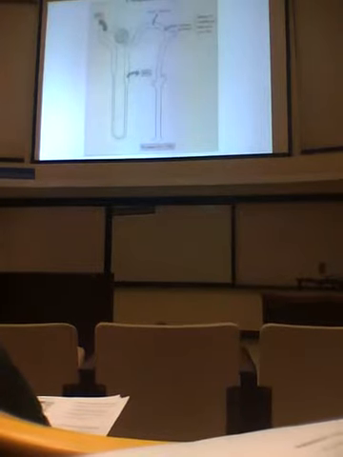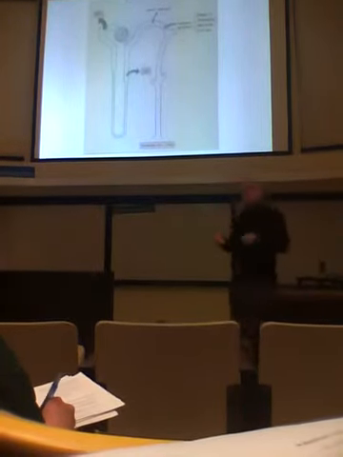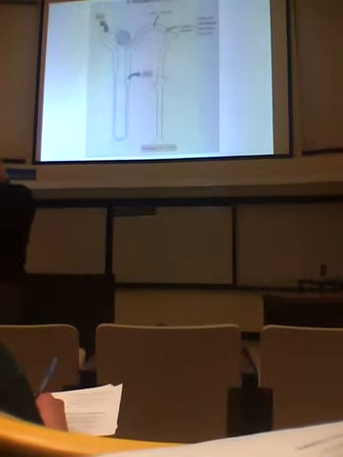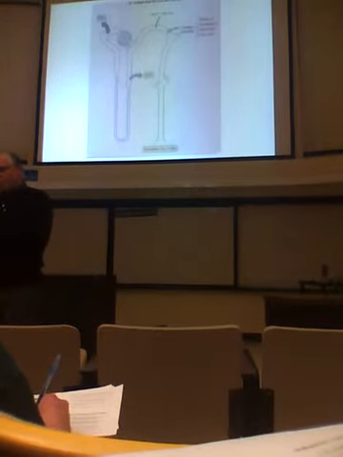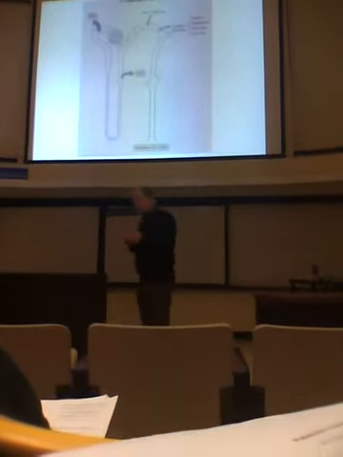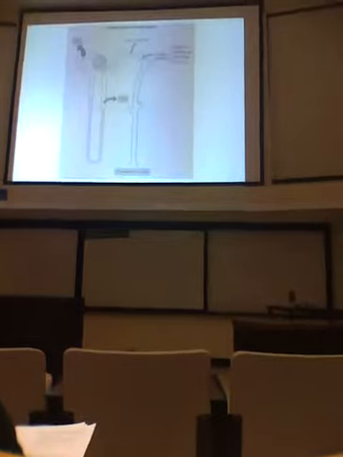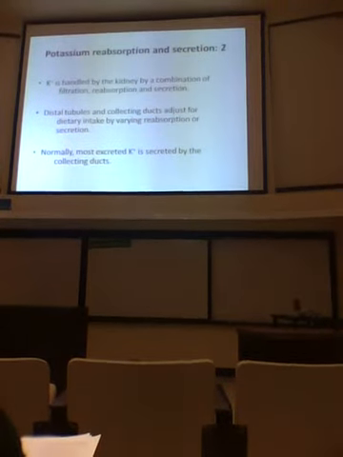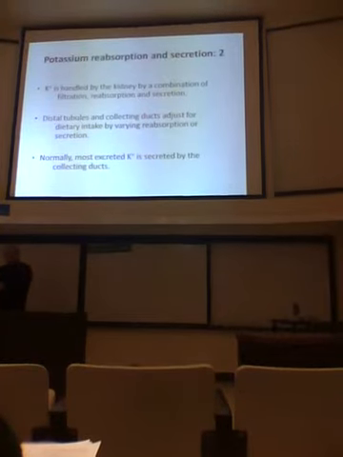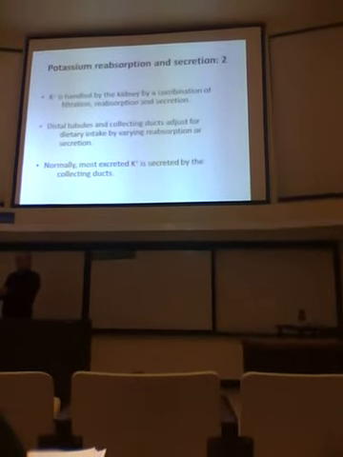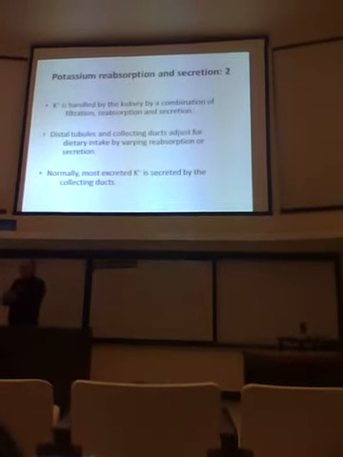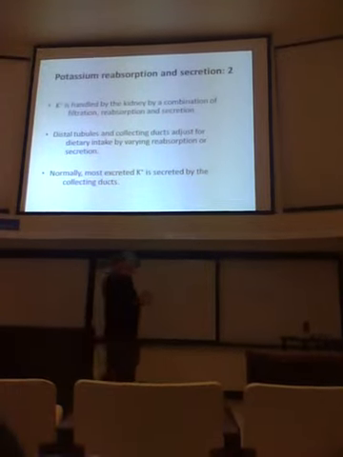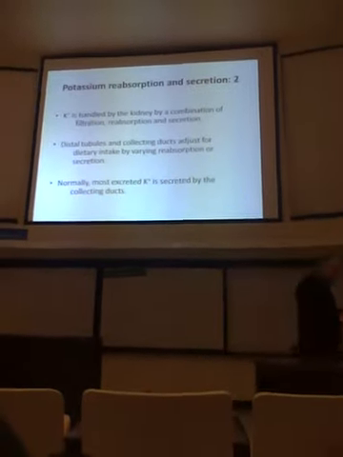It's variable depending on conditions in the body. So that's the bottom line there. Sodium is mostly reabsorbed in the proximal tubule. Potassium is a combination of reabsorption in the proximal tubule and secretion in the distal tubule and collecting duct. There you go. Potassium is handled in the kidney by a combination of filtration, reabsorption, and secretion. Distal tubules and collecting ducts adjust for dietary intake by varying the rate of reabsorption and secretion. Most excreted potassium is the stuff that's secreted from the collecting duct.